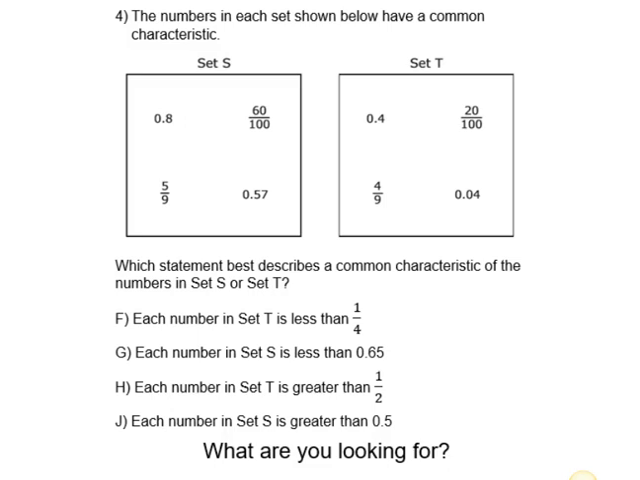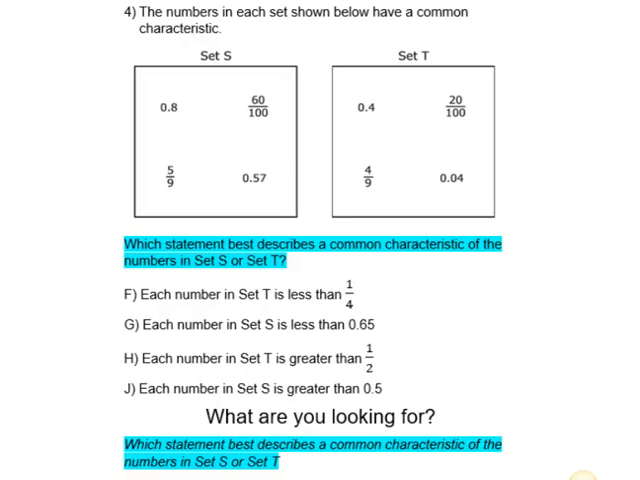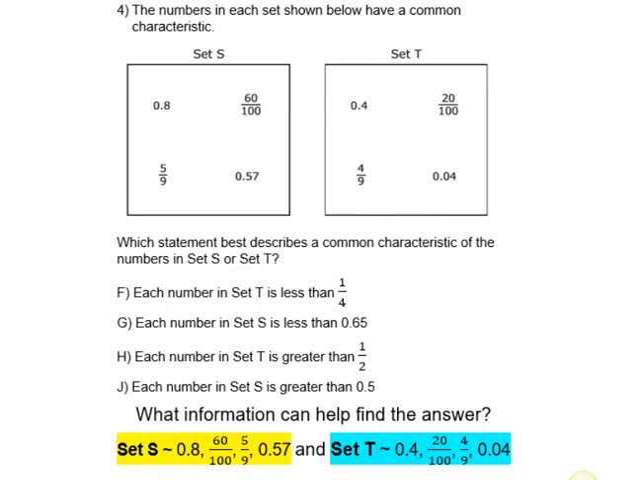What are we looking for? We are looking for the statement that best describes a common characteristic of the numbers in set S or set T. What information can help us find the answer? Well, I think we should take the numbers in set S, and also set T, and just put them in a line.